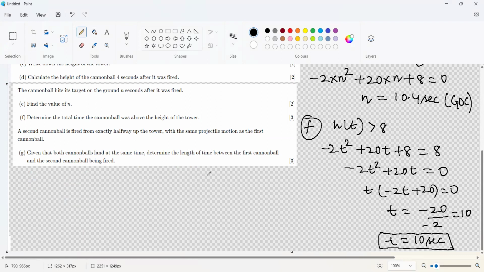The second cannonball is fired from exactly halfway up the tower with the same projectile motion as the first cannonball. Given that both cannonballs land at the same time, determine the length of the time between the first cannonball and the second cannonball being fired.